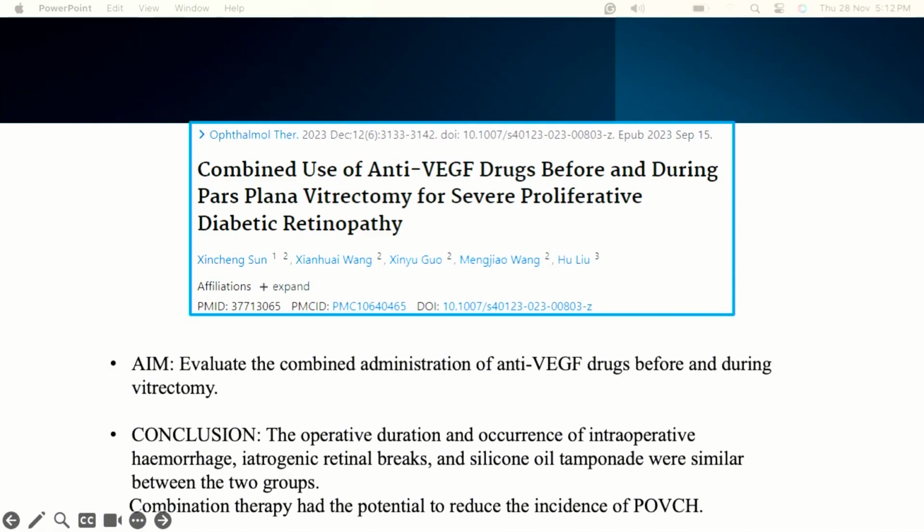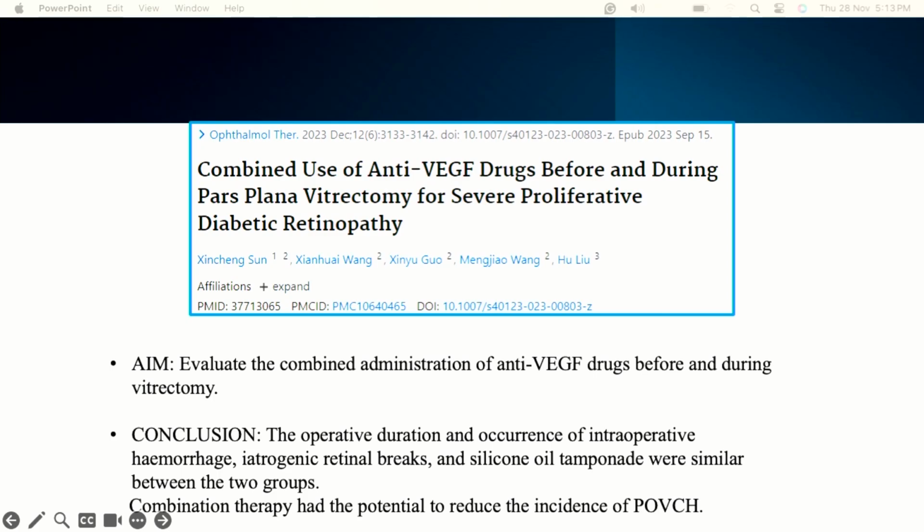This study was done in which the patients were divided into 2 groups. The first group received anti-VEGF only pre-operatively, and the other group received both pre-operatively and at the end of the vitrectomy. The operative duration and the occurrence of intra-op hemorrhage, retinal breaks, and silicone oil tamponade were found to be similar in both the groups. However, the combination reduced the incidence of the post-operative vitreous cavity hemorrhage.